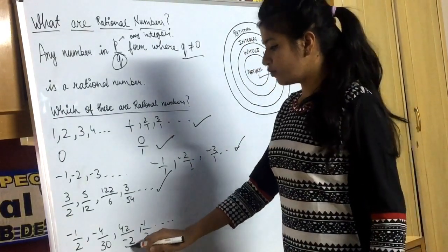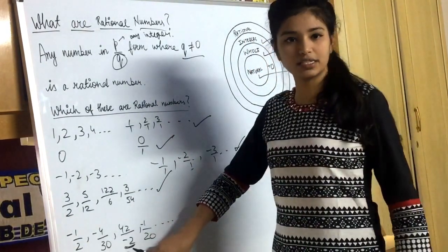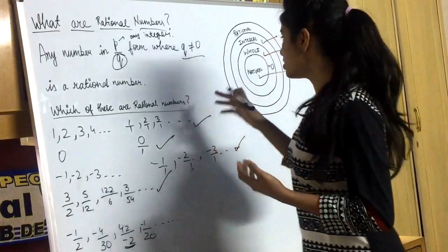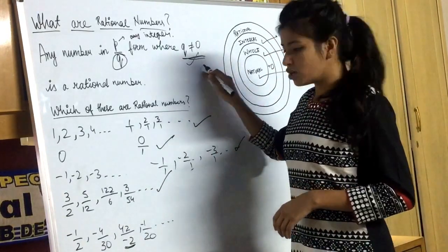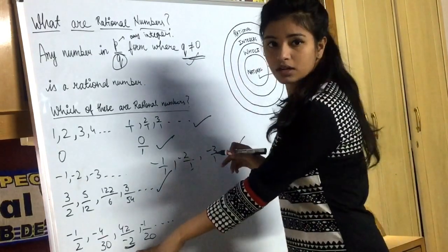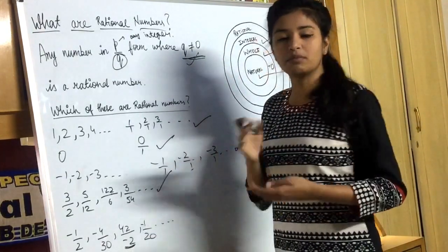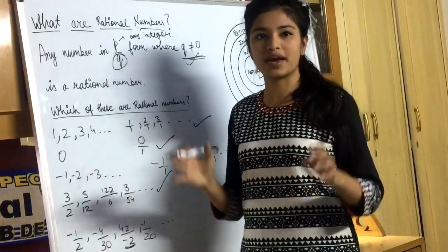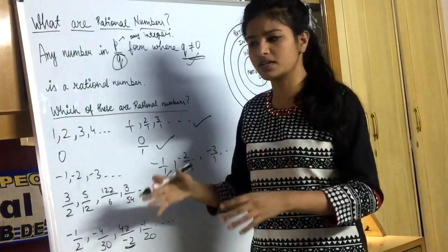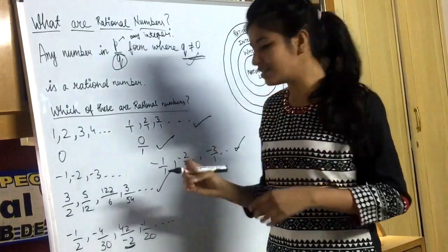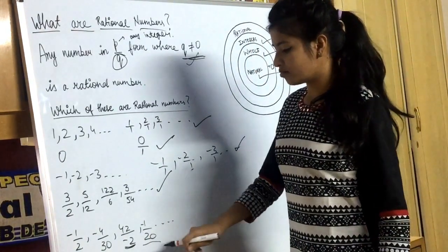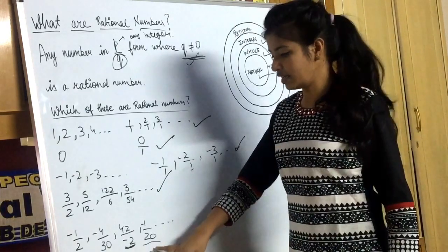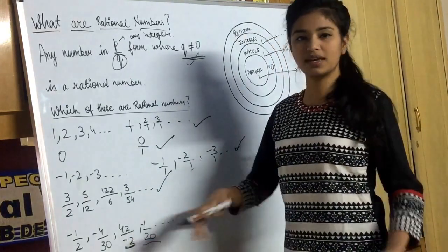Minus 2. Now we see that q here is minus 2. What our requirement was that q should not be equal to 0. Q should be anything other than 0. So this requirement is fulfilled here. Q is not 0. It can be minus 2, it can be minus 1000, minus 100, 3000, 4000, it can be anything but not 0. Now, in this case, q is 20, not equal to 0, and p is minus 1. P can be any integer.